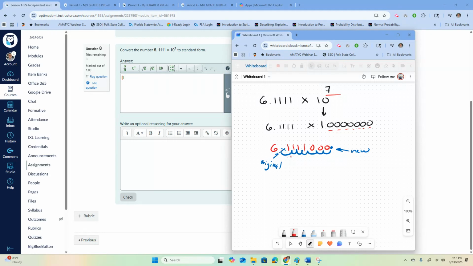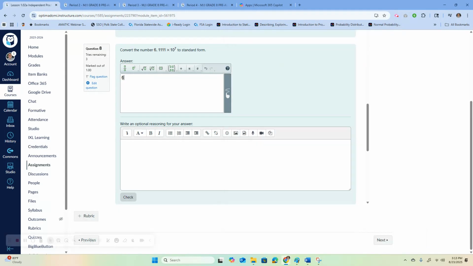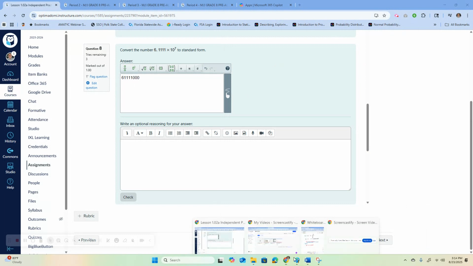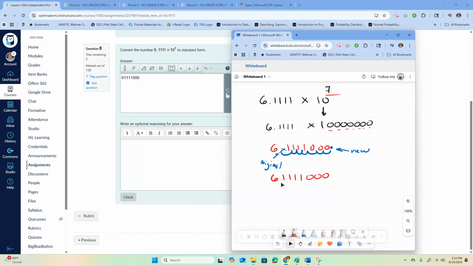And your new number, by taking the original decimal point out, in the new place, is going to be a 6, 4 ones, and then 3 zeros after that. Which basically means it's going to be 61,111,000. And that's what I'm going to write here. 61,111,000. Okay, let me make sure I wrote this correctly. So 6, 4 ones, 3 zeros. There you go. And that's how you do that one.